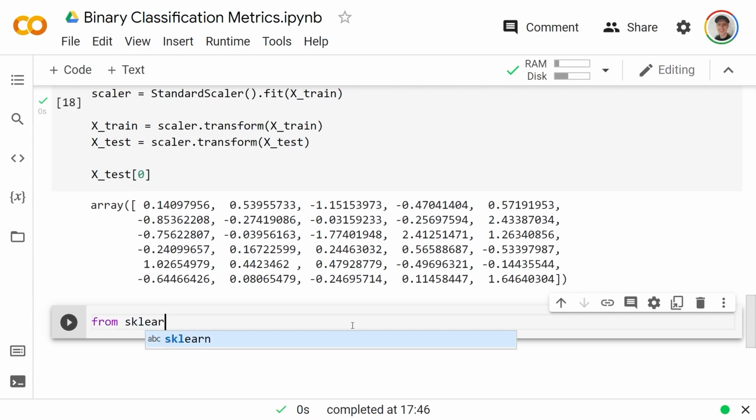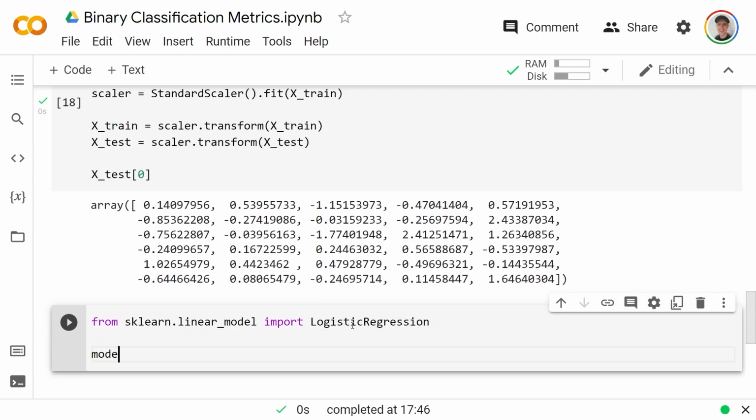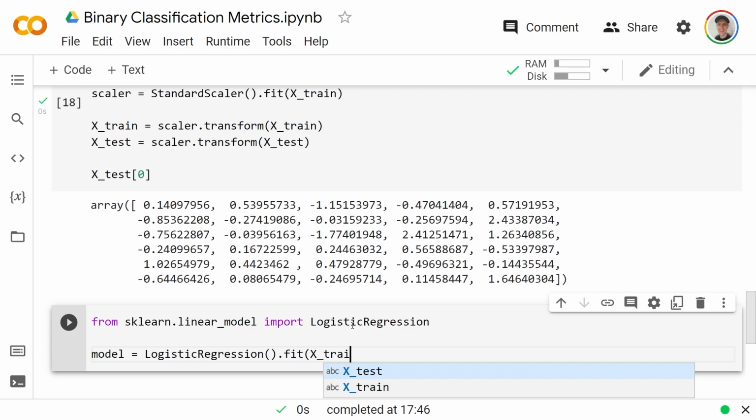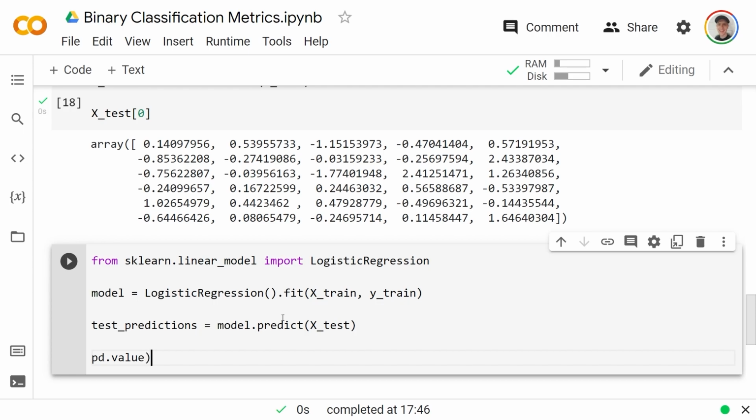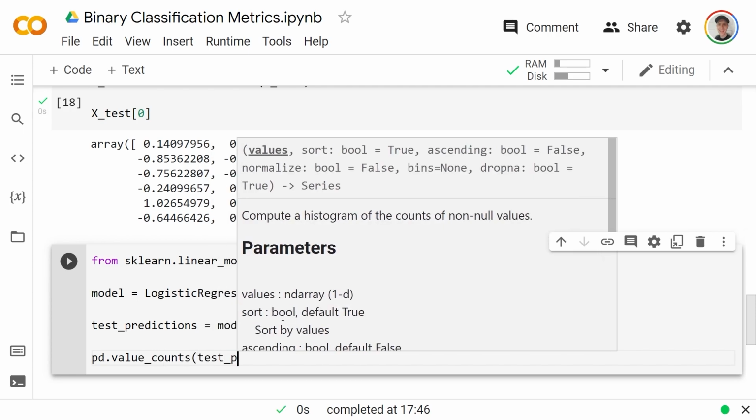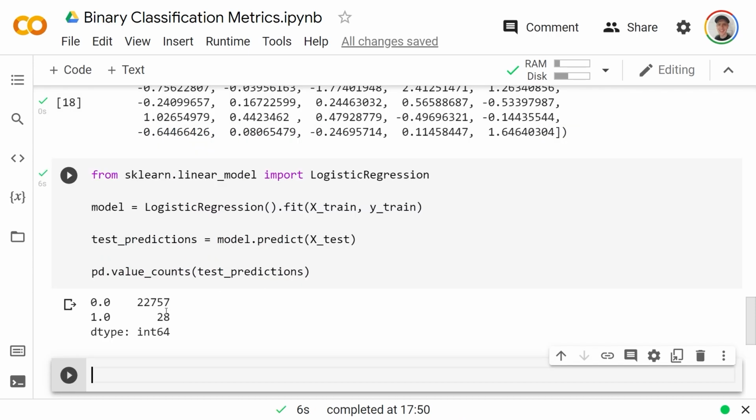So we'll do from sklearn.linear_model import LogisticRegression. We'll make model equal to a LogisticRegression, and then we'll fit that, passing it xtrain and ytrain. We can get our predictions for the test set with test_predictions equal to model.predict, passing it the input matrix xtest. If we look at the pd.value_counts of test_predictions, we'll see that we have 22,757 predictions of not fraud and 28 predictions of fraud.